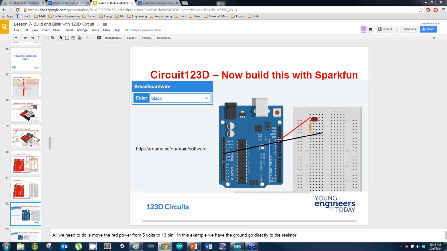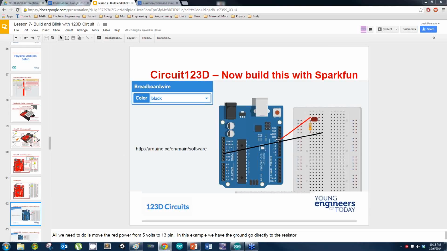The long leg of the LED is plugged into C4. And the short end is plugged into C5. The long end of the LED is plugged into C4. The short end is plugged into C5.